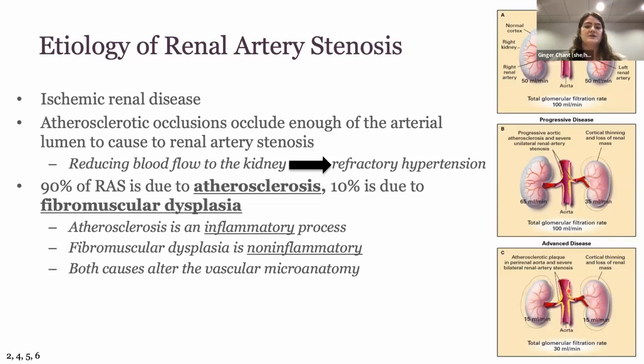So we wanted to use this to see if we could screen certain patient populations and make treatment better for the clinician and the patient themselves. Both of these, atherosclerosis and fibromuscular dysplasia, alter the vascular microanatomy, which we will look at under the microscope.